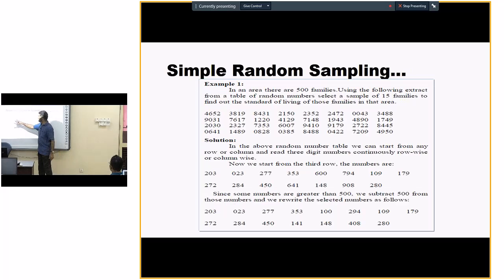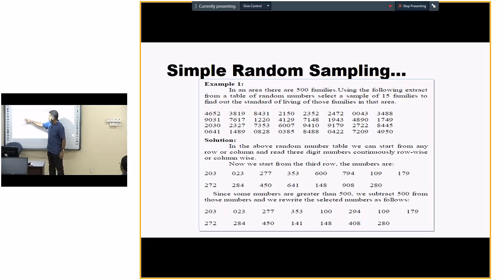Then how to select them? If I start from here, 465, then in my list I can get the first one, 465. The next one is 238, 3 digits, no? Then 238, again I can select 238, then 198, right?